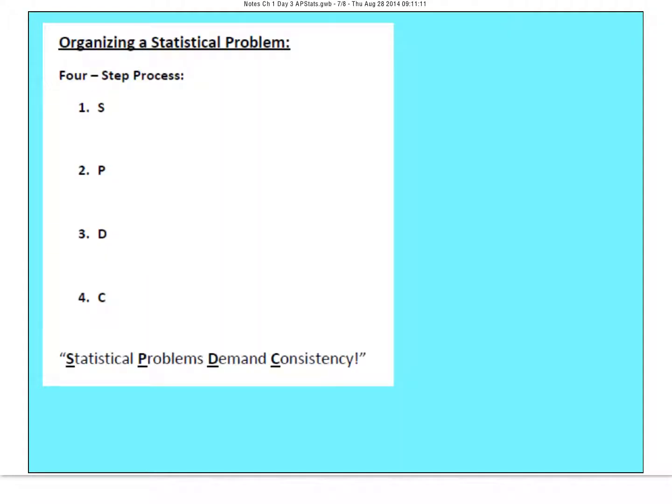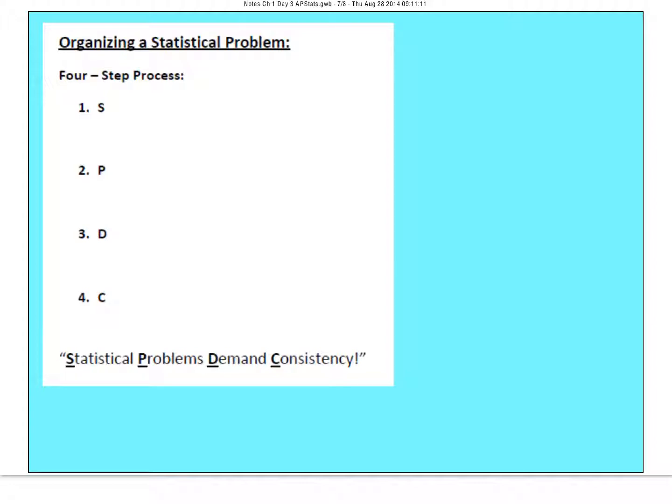Now, the last thing I want to do is introduce what's called this organizational process that our book likes to use. It is a 4-step process. When you're asked to analyze a statistical problem, there are 4 steps you should really go through. We're just going to start to use this a little bit, and then when we get towards the end of the book, this is what we always do.